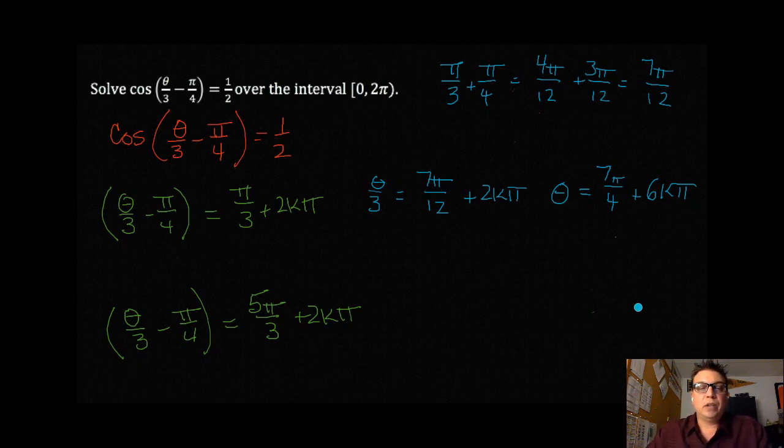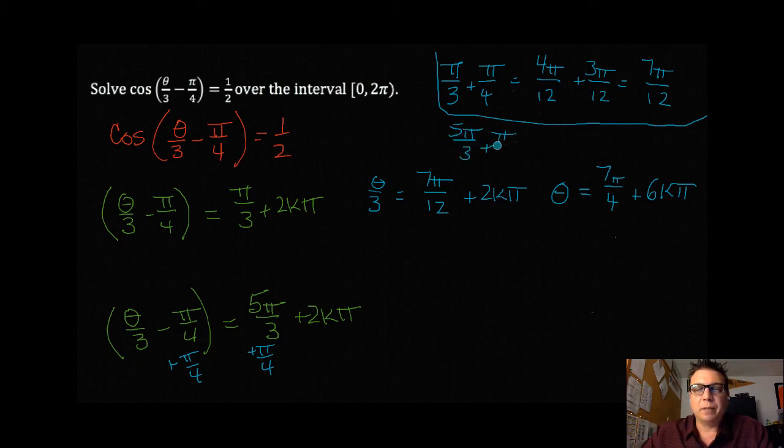All right, so I come back down to this one. And again, the process is the same. I'm going to have to add pi divided by 4 to both sides. So I'm going to come back up to the top again and just do my arithmetic. So I'm going to end up with 5 pi divided by 3 plus pi divided by 4. I need to put this into 12ths. So that's 20 pi divided by 12 plus 3 pi divided by 12, which gives me 23 pi divided by 12.